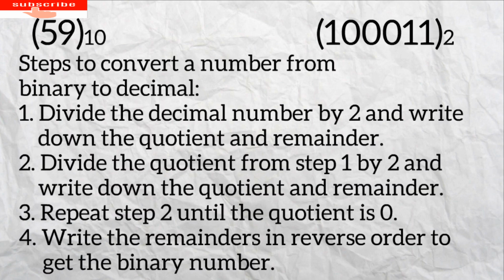The steps to convert a decimal number to a binary number are as follows. Step 1. Divide the decimal number by 2 and write down the quotient and remainder. Step 2. Divide the quotient from step 1 by 2 and write down the quotient and remainder. After that, repeat step 2 until the quotient is 0. Finally, write the remainders in reverse order to get a binary number.